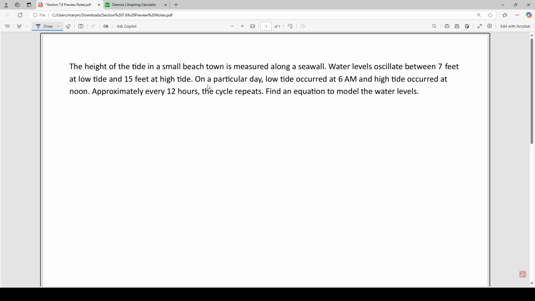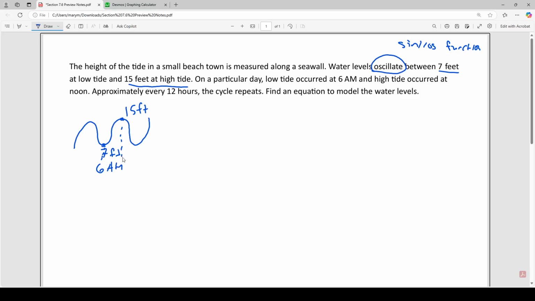So we have the height of the tide in a small beach town measured along a seawall. The water levels oscillate. This word oscillate is really a key thing to think that a sine or cosine function is going to help you model it between 7 feet at low tide and 15 feet at high tide. So we should already be thinking we're going to have some sort of oscillation where the lows are going to be 7 feet, the highs are going to be 15 feet. On a particular day, the low tide occurred at 6 a.m. and the high tide occurs at noon.